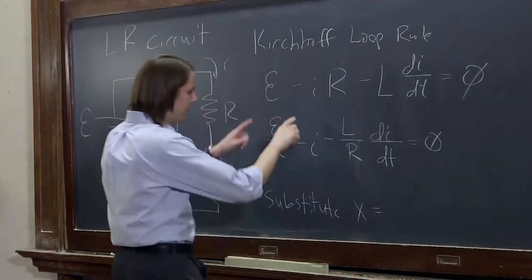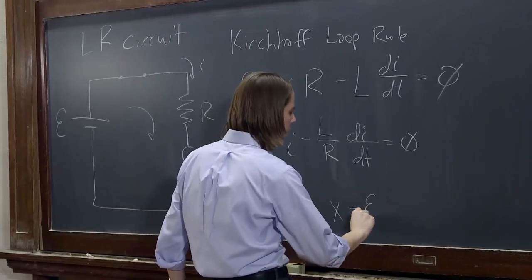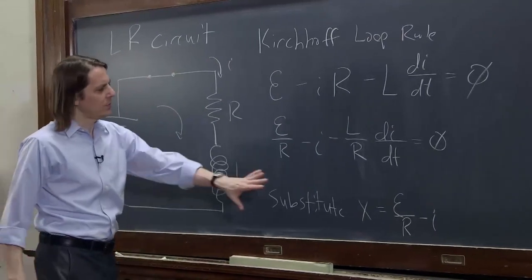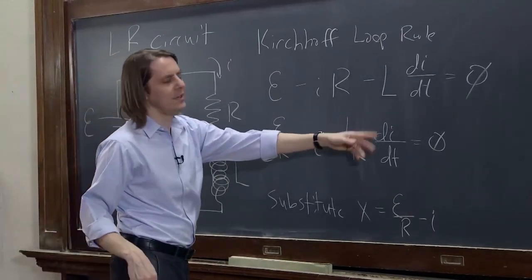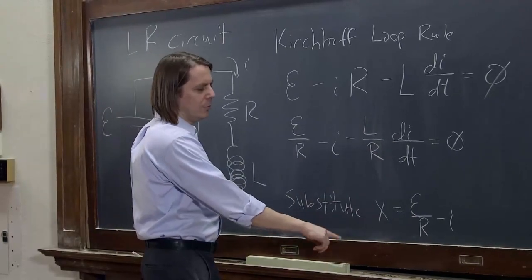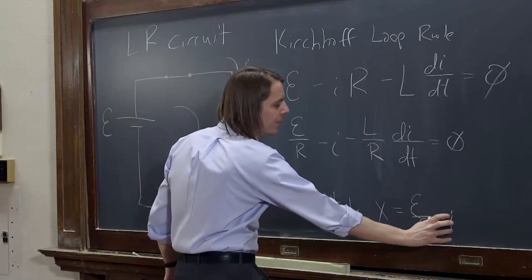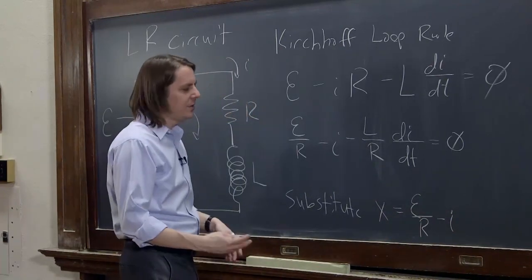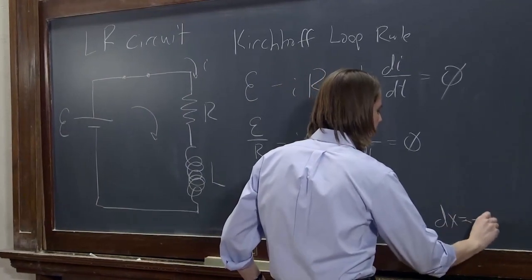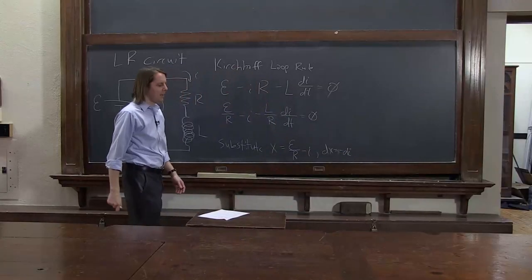x equals, and we're going to make this our variable, the EMF over R minus i. So we substitute in, that'll just become x, but then we have to deal with di dt. So when you look at this, if you were to calculate dx di, it would be minus 1. The derivative of that with respect to i is 0, derivative of that with respect to i is minus 1. So if dx di is minus 1, then dx equals minus di.